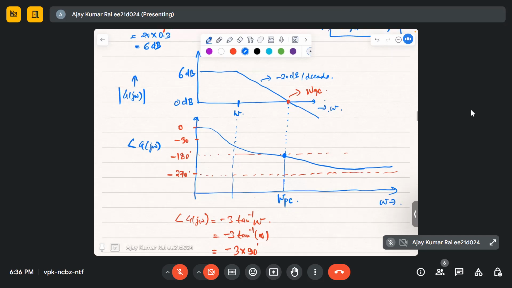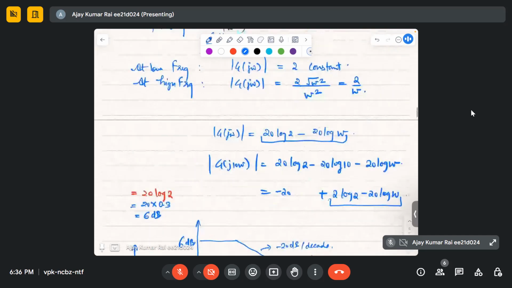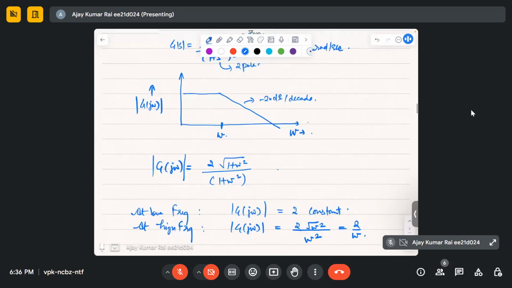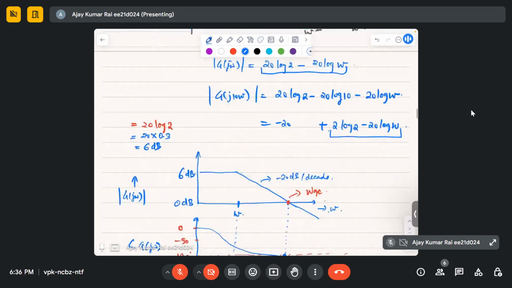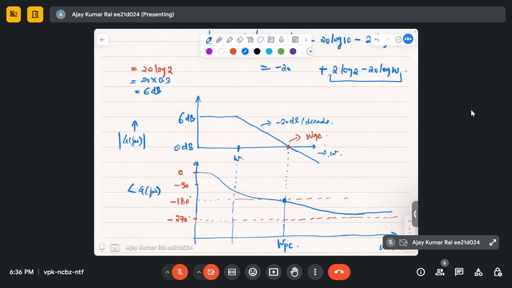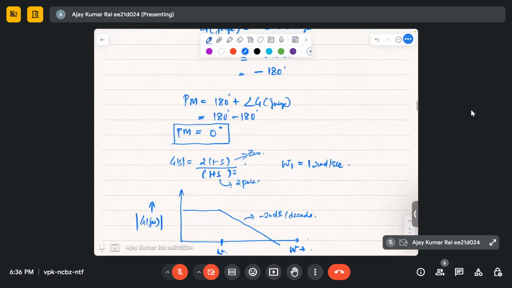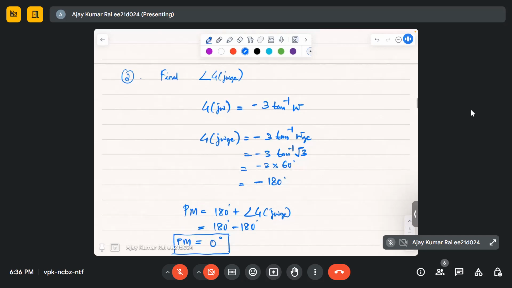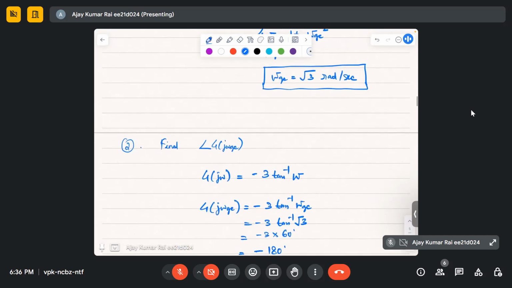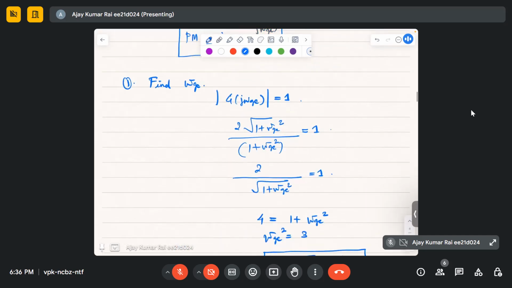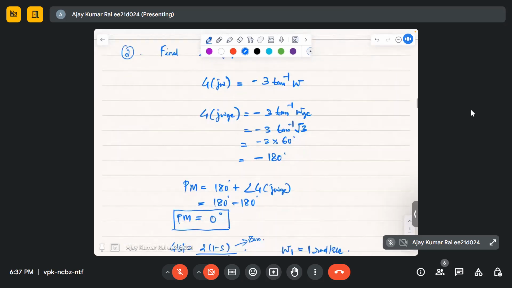Any doubt in this question? This is just additional. We just have to find out the phase margin, that's it. I was just trying to show how to draw the Bode plot here. But you will not encounter this type of problem because it has a pole in the right half plane. Usually you will not get this. Let's go to the next question.